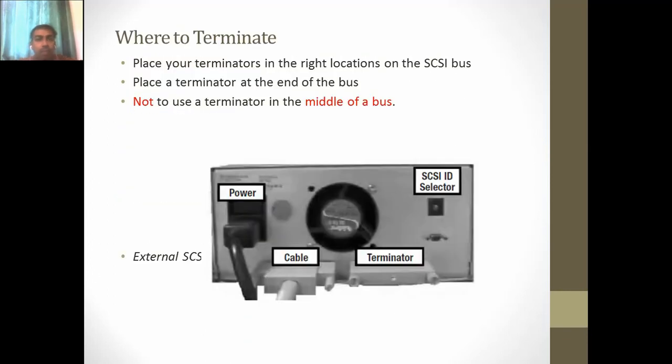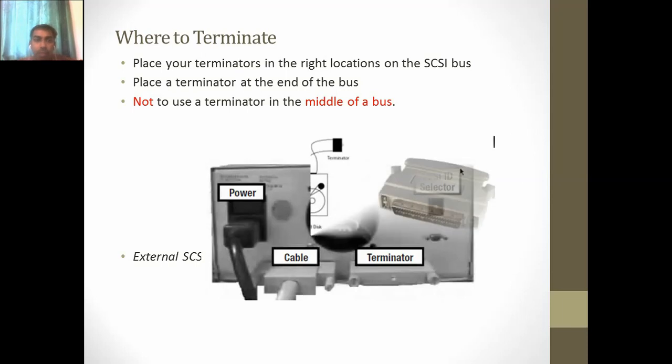And where to terminate? We have seen the terminator. The terminator will be placed at the right locations of the SCSI bus, mostly at the end of the bus. The main advice is not to use the terminator in the middle of the bus, because when the terminator stops a signal, there can be a chance of data loss. That's why the terminator is placed at the end of the bus.